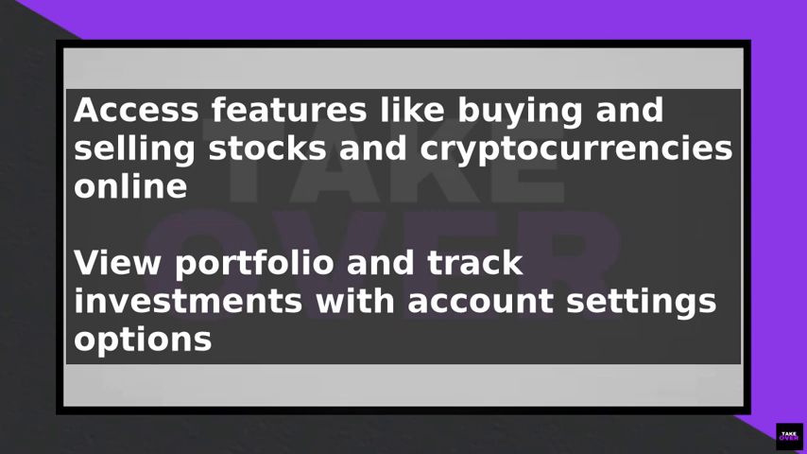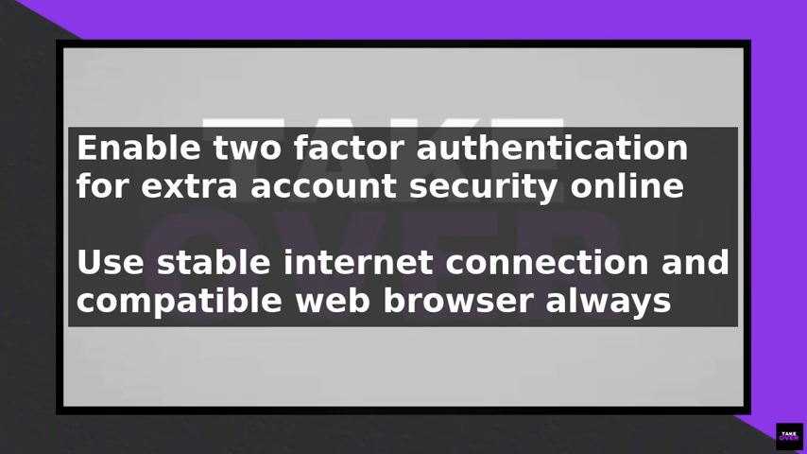In addition to using the web version, you can also download the Robinhood mobile app on your smartphone or tablet and use it to access your account on the go. The mobile app is available for both iOS and Android devices and can be downloaded from the App Store or Google Play Store.